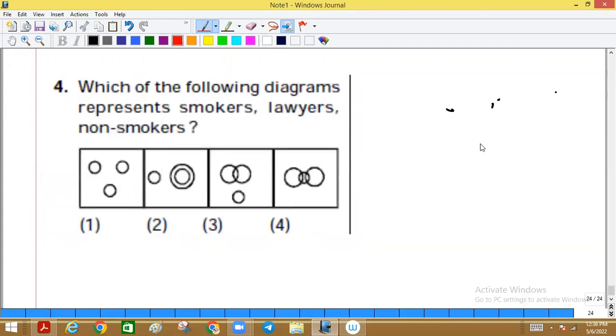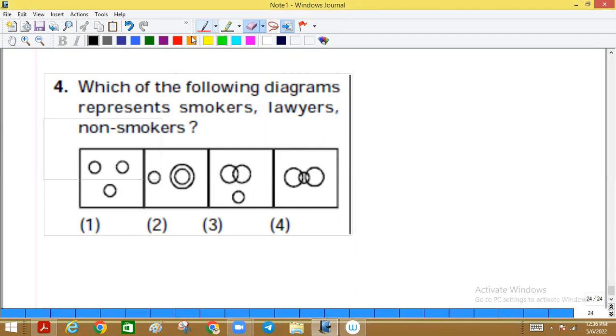Show the following diagram: smokers, lawyers, non-smokers. Okay. What is the answer? Fourth option. Is the fourth option really the correct option or the best option? There are two things. 100% correct or the best option? Tell me, 100% correct or best option? 100% correct. Let's see. Don't get confused much.